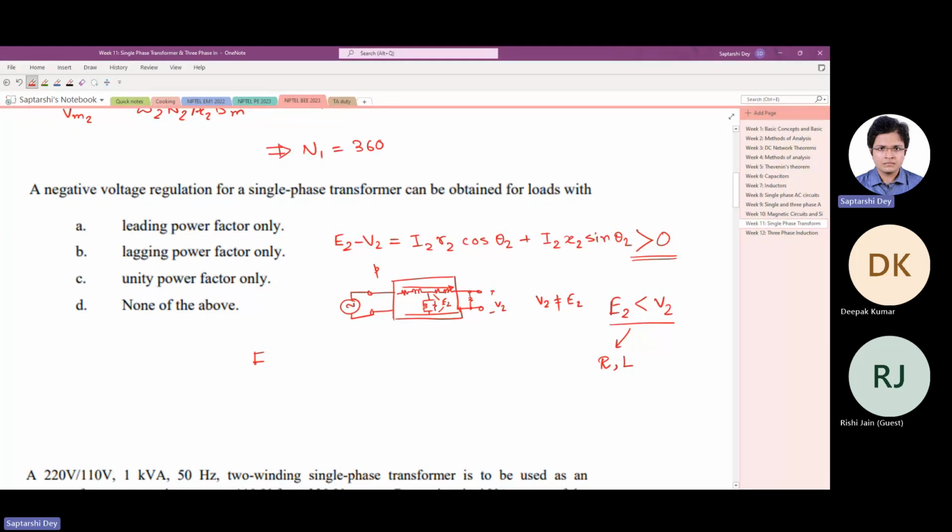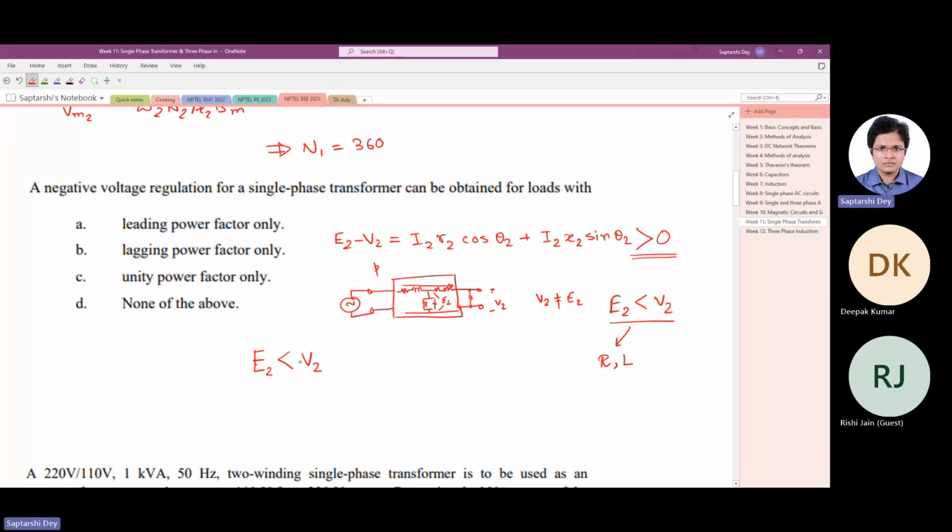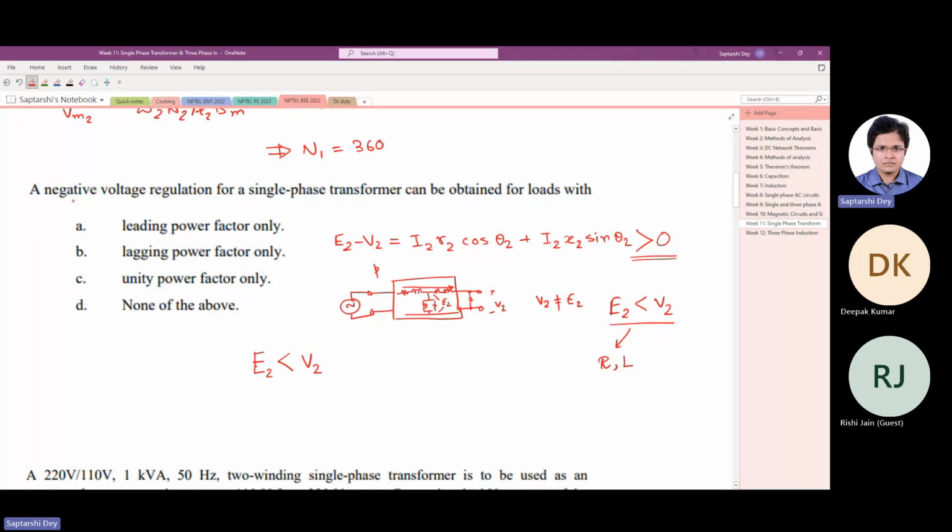Only for the cases where E2 is less than V2, that means you had some voltage at the terminal, you load the transformer and the voltage increases, which is counterintuitive. Generally what we think is once we load, the voltage reduces, but here you load the transformer and see that the voltage increases. That means a negative voltage regulation. That can happen only in the case of a capacitive load, that is leading power factor.